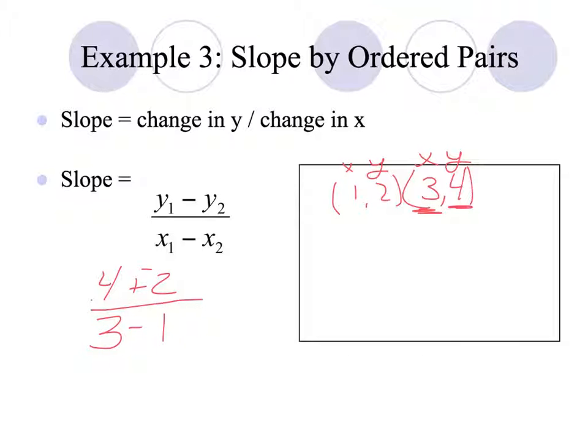You do want to change to plus the opposite. Even though you could probably do that subtraction in your head, you still want to change to plus the opposite. 4 plus -2 is 2. 3 plus -1 is 2. 2 divided by 2 is 1 for a slope of 1.